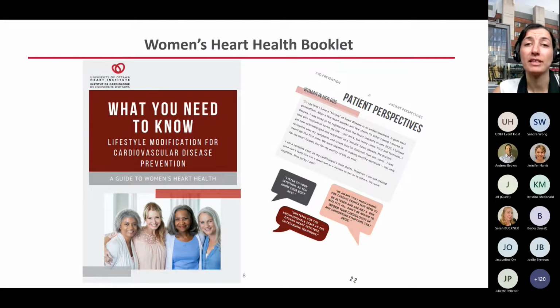And of course, we have the Women's Heart Health booklet that is ready to come out at some point. It's still under review, and hoping it will come out soon to be released to everyone.